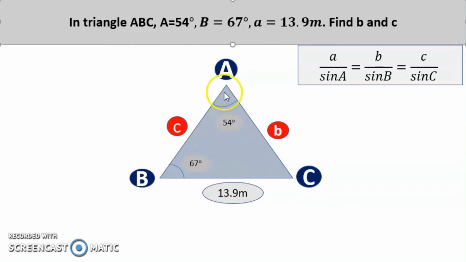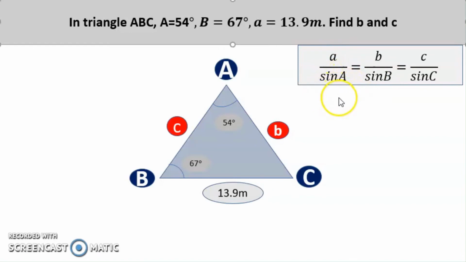So since an angle and a side is given, we have a side opposite the given angle. That means we are going to use the sine rule. The sine rule states that a over sine A must be equal to b over sine B, which must also be equal to c over sine C. The next thing we are going to do here will be to fix in our parameters.